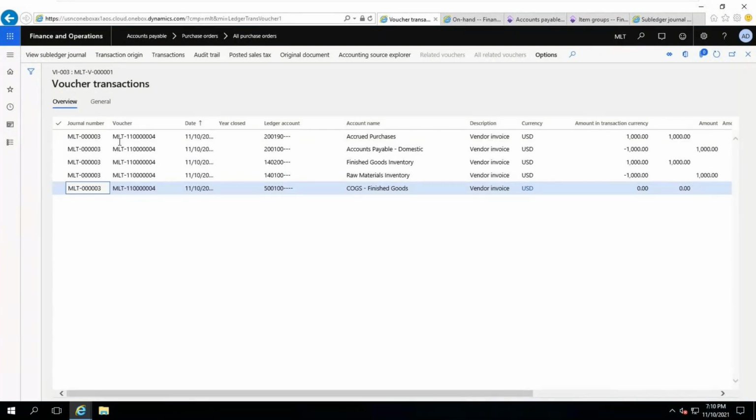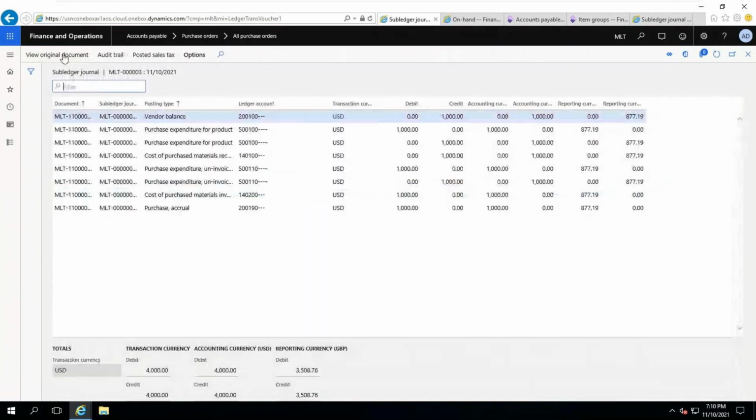And if you click on view subledger journal, it will show you 8 lines. Four lines for the product receipt, 4 lines for the invoice.